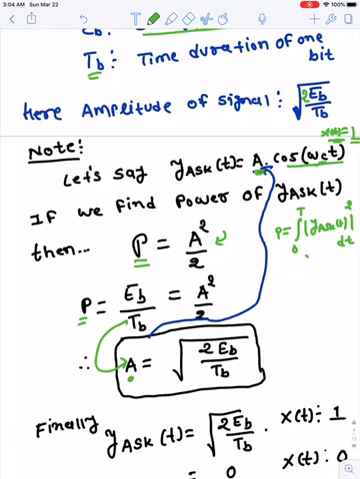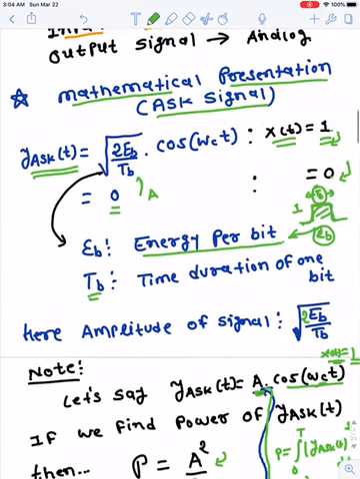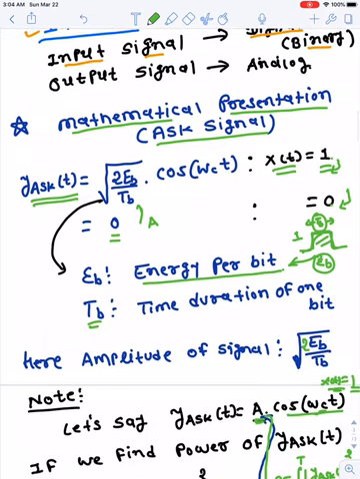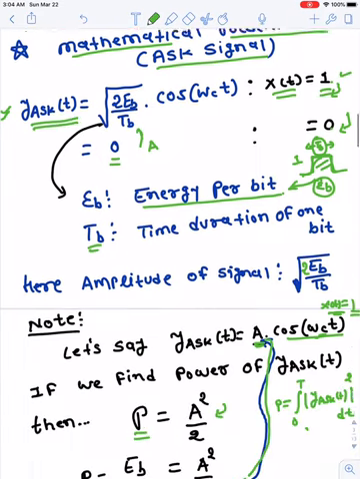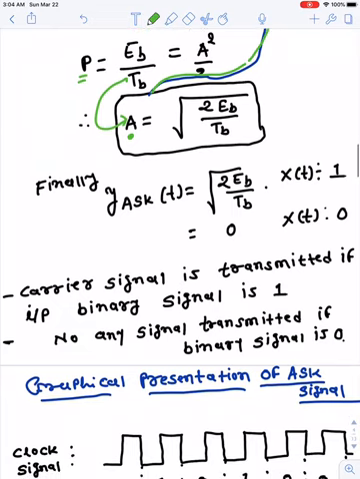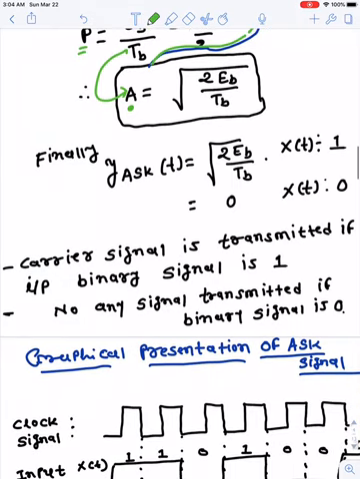So the same value of A, if we put here, the equation becomes A square root 2 EB by TB cos omega ct, and the same equation here is represented to describe the amplitude shift keying when the input 1 is transmitted. Okay, so that is the similar thing which has been described over here.